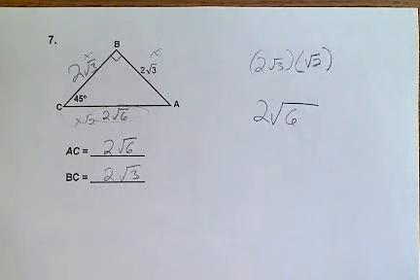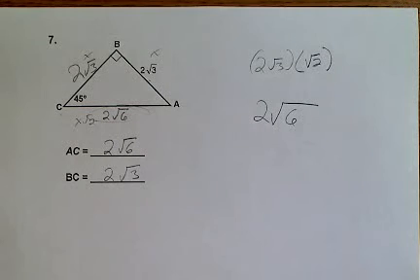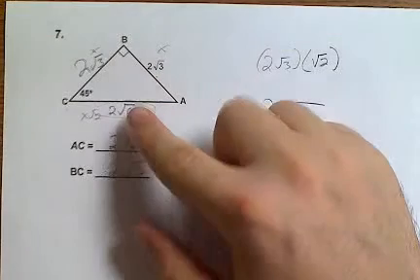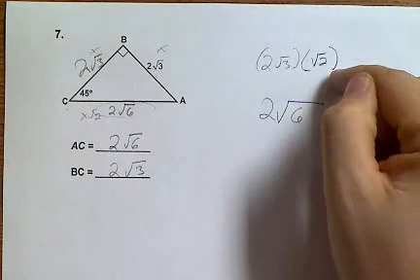So, this is how you use 45-45-90 triangles. The math becomes much easier. We're not actually worrying about the Pythagorean theorem anymore. All we're doing is finding what the sides are by either multiplying or dividing by the square root of 2.